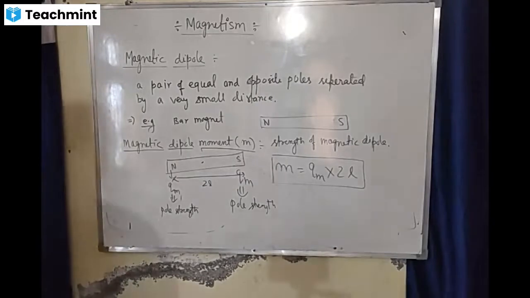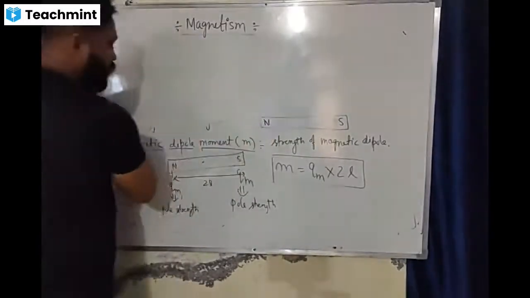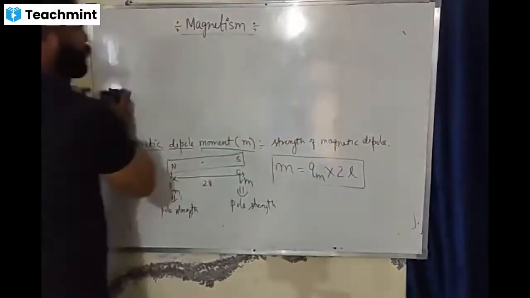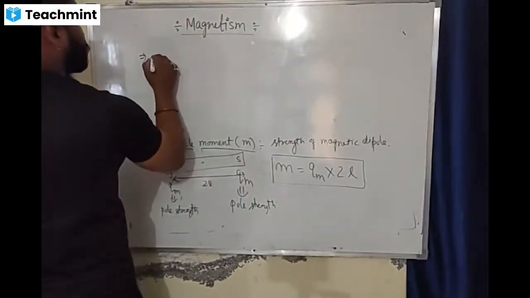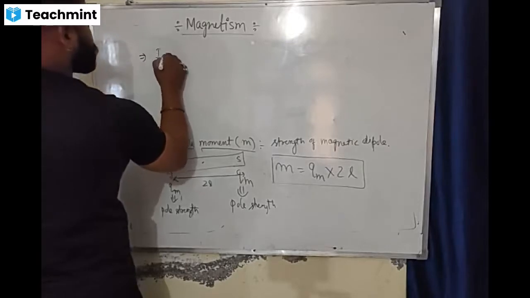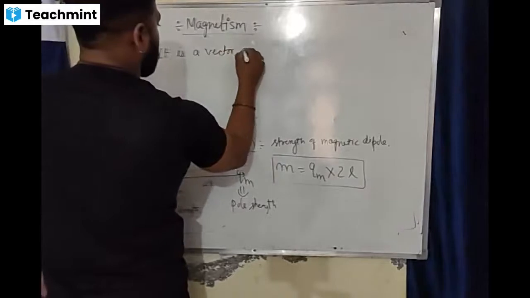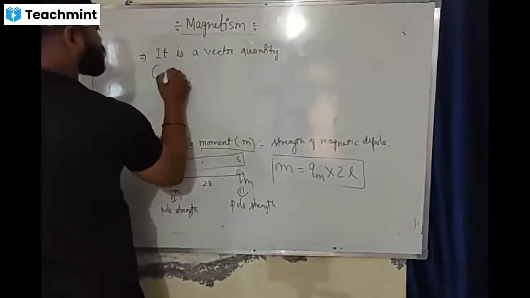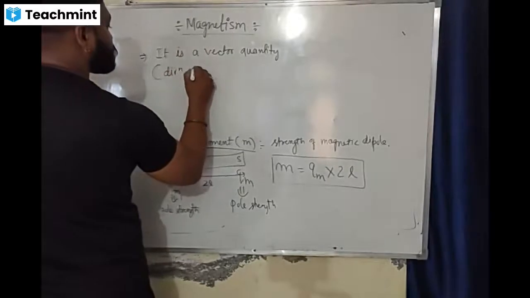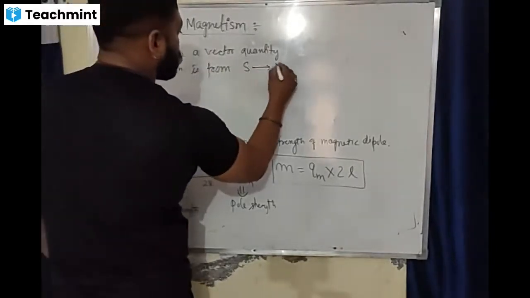Okay. Now if we talk about the units and other things of a magnetic dipole, first of all you have to know that magnetic dipole moment is a vector quantity. So it is a vector quantity. Okay. And its direction is always from south pole to north pole.